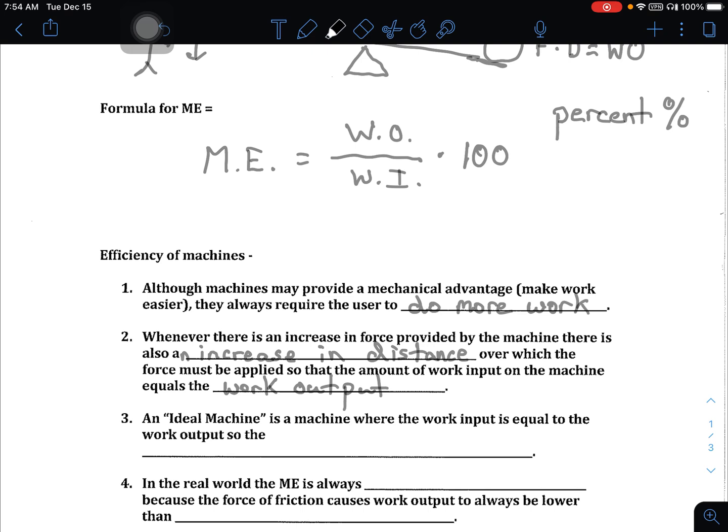Okay, an ideal machine. So we'll talk about what are known as ideal machines. These are machines which live in an imaginary world where there is no friction. And sometimes it's useful for us to discuss machines in this way. Okay. So in these ideal machines that we may encounter in our discussion, they are machines where the work input equals the work output, right?